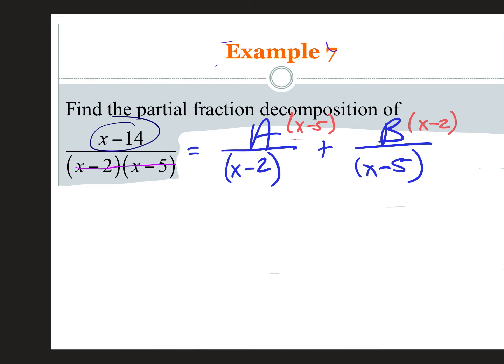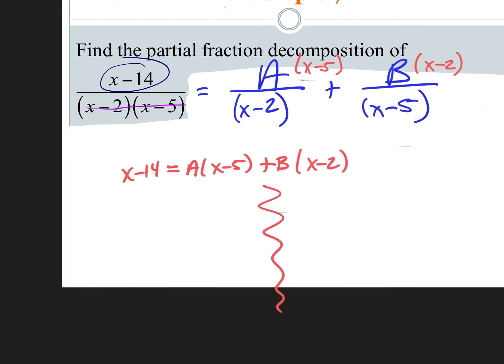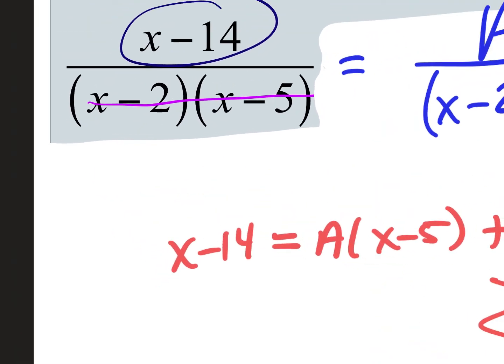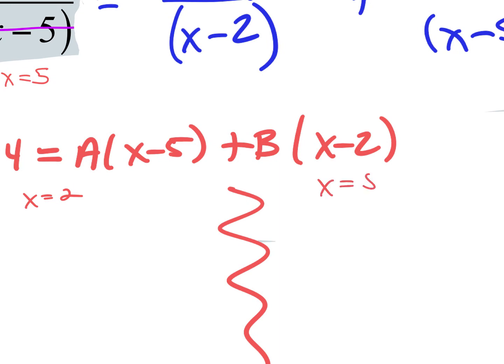Okay, so I'm just going to rewrite my top statement. X minus 14 equals A times x minus 5 plus B times x minus 2. Now, where do I get my x values that I'm going to use to plug in? From your denominator. What are my 2 x values I'm going to use? 2 and 5. X equals 2 and x equals 5. You set the denominators equal to 0. So here I'm going to use 2. Here I'm going to use 5.